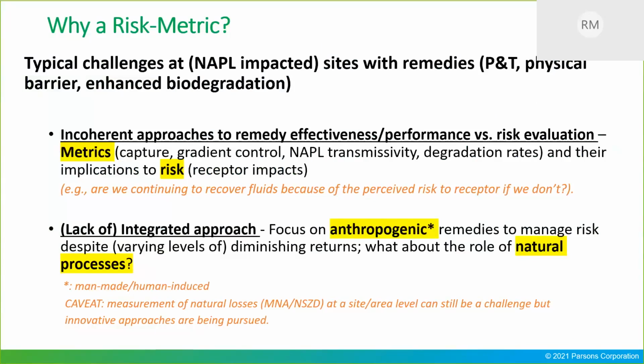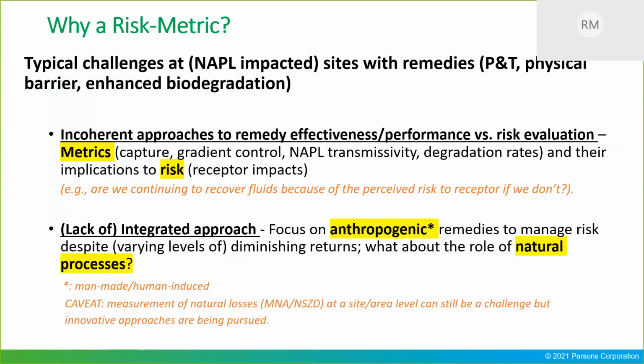But there are two broad things that seem to be quite common in these sites: the incoherent approaches to remedy effectiveness and risk. What it means is that we have very good, defined metrics to monitor the remedy effectiveness. But the implication on the risk, meaning how do they mitigate the risk, the receptor impacts, are not quite coherent enough. So, for example, if we have a perimeter system, we are recovering fluids, there's a perceived risk that if we turn off the system, things are going to migrate right away, and then we're going to end up with some big issue, potentially failing, from an environmental risk point of view.